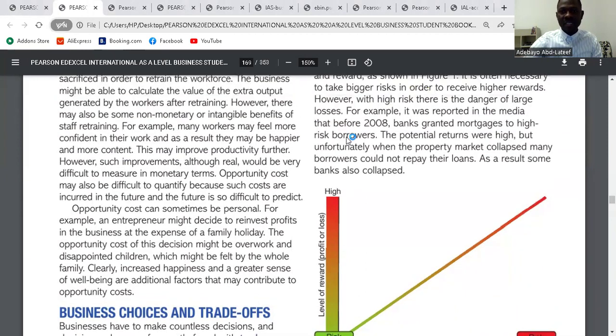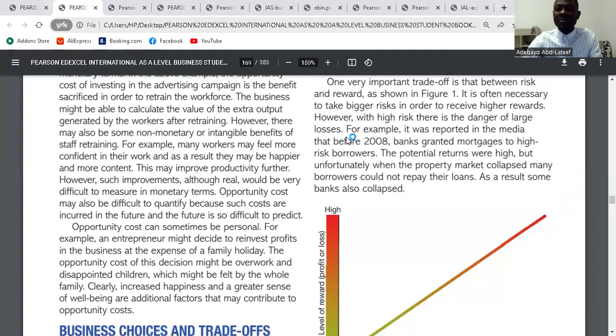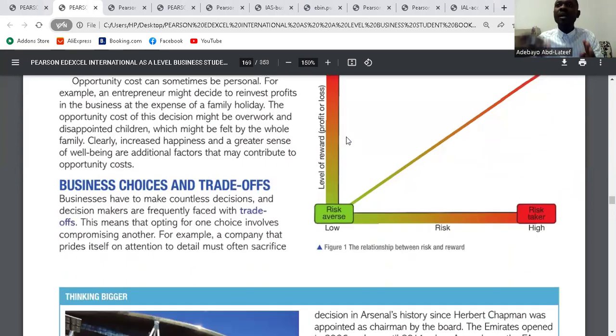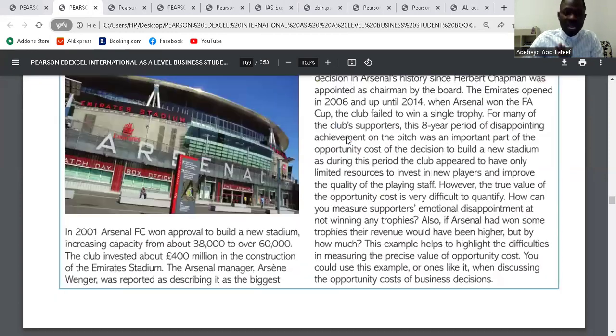Yeah. So here they said, however, with high risk, there is danger of larger losses too. So basically we're just going to talk about risk and reward, which simply talks about taking high risk for high reward or taking low risk for low reward. That is the point. So if you want more profit, you have to take more risk. So look at the table here. The high risk is here. It's for high risk takers and they have high profits. And if you are risk averse or a low risk person, you have low reward too. Yeah. And if you are in between, you have it in between. They have a direct relationship, yes.